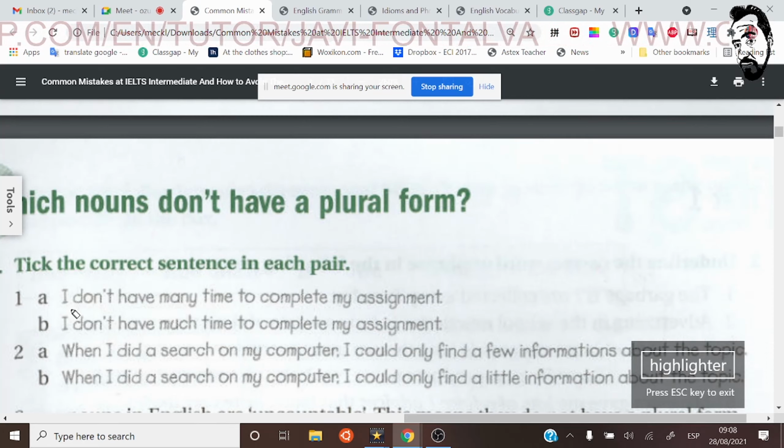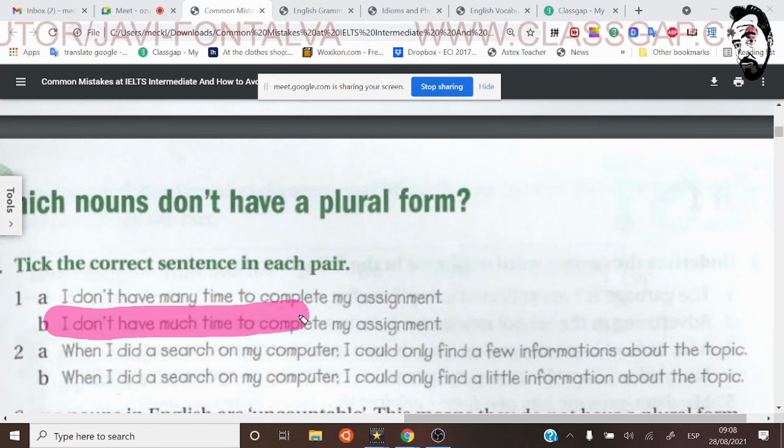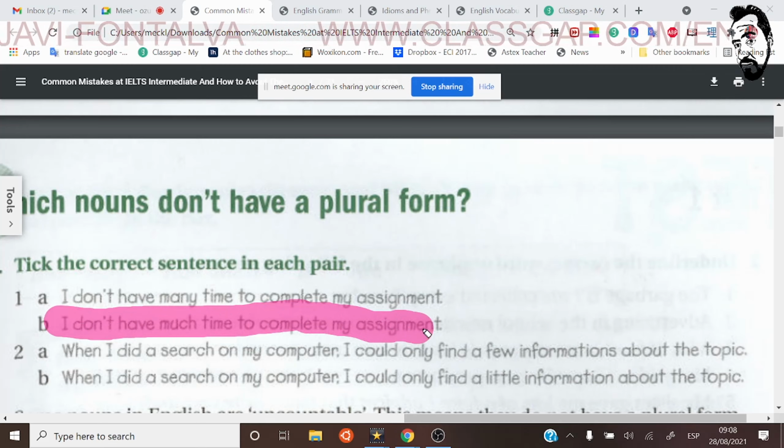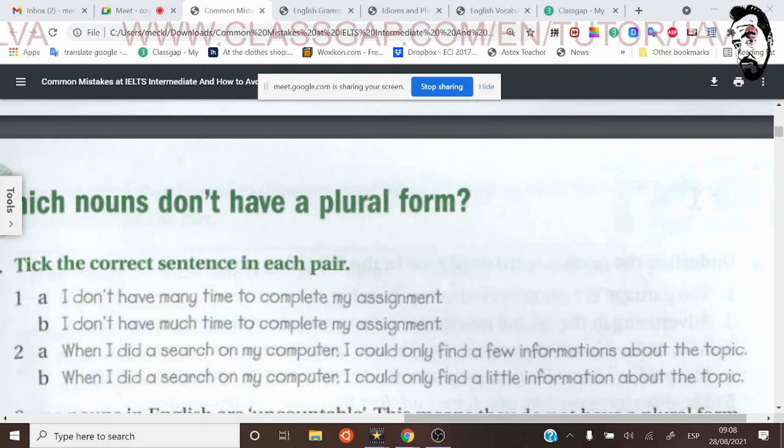Okay. So it has to be the second one, B. Here. I don't have much time to complete the assignment. Okay, what about number 2? So you told me it's A. I could only find a few informations. Is this correct?